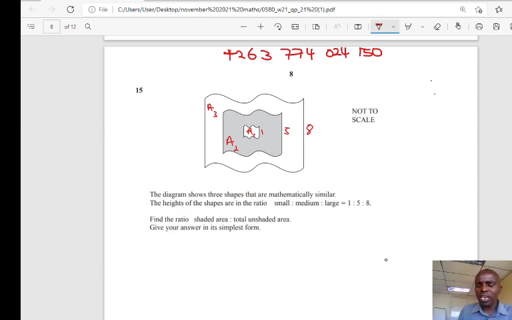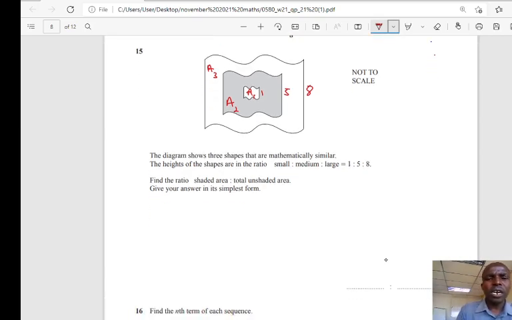Right? So I can find the shaded part in terms of area 1, then the unshaded part in terms of area 1. Then you simplify later. Right, the shaded part, you can say area 2 minus area 1. So shaded part is equal to area 2 minus area 1.